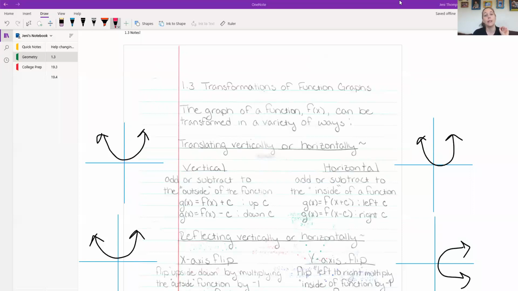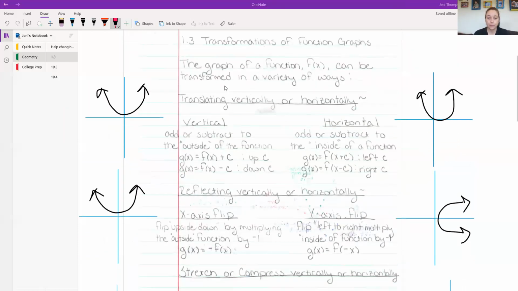our first one is going to be 1.3, transformations of function graphs. So the graph of any function f of x can be transformed in a variety of ways. So I've got some examples set up. So translating vertically or horizontally, that's just shifting up or down or left or right.